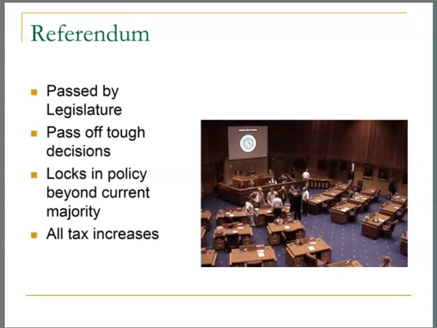Another form of direct democracy is the referendum. The referendum is where the legislature passes a law, but the law does not take effect. Instead, all the law does is put a measure on the ballot for the next general election. The voters then vote on that measure, and if the voters approve it, it immediately becomes law without the governor's signature. And if the voters don't approve it, well, obviously it fails.